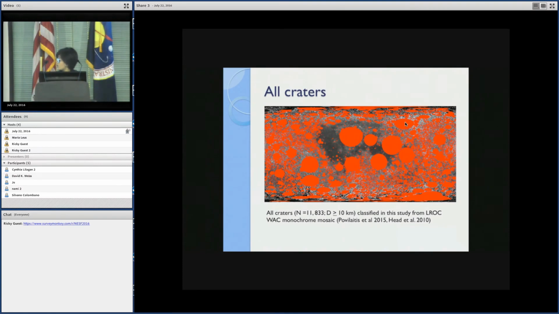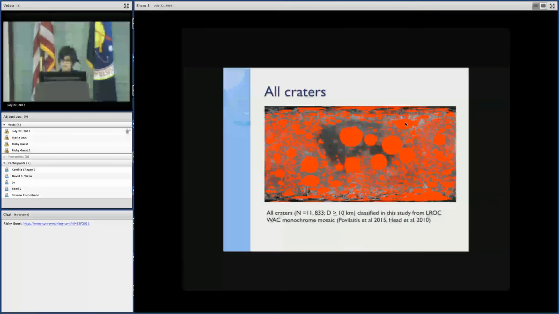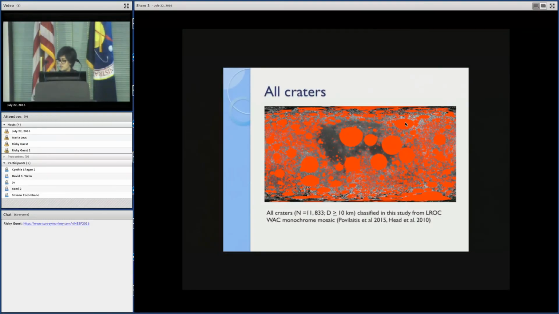These are all the craters that we've classified, around 11,800 of them, greater than 10 kilometers in diameter. The red spots are the crater shapefiles overlain on top of the WAC monochrome mosaic and the normalized reflectance map.